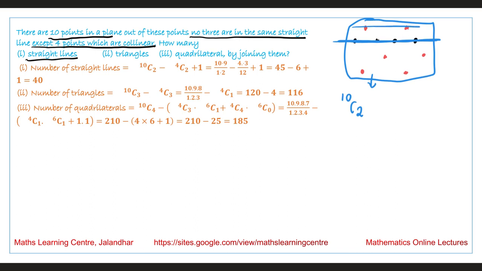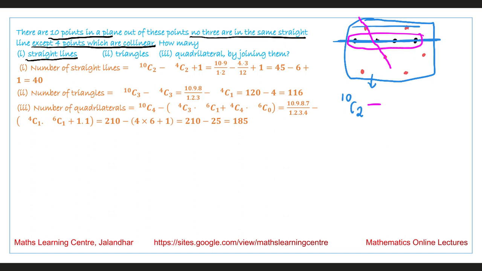We have chosen these 2 points, the straight line will be formed in this way. I am talking about, say these 2 points I have chosen, I will obtain the straight line in this way. Now from this term, we have to subtract the value we are talking about these 4 points, these are collinear.